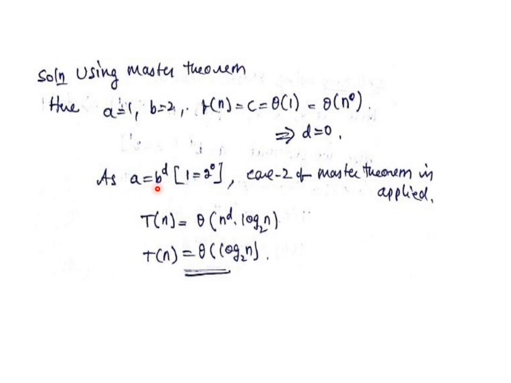Now, is a equal to b to the power d? A is 1, b is 2, 2 to the power 0 is 1. So it is the second case. The second case says that T of n is equal to big theta of n to the power d into log n base 2, according to the master theorem. So replace d with 0. So n to the power 0 is 1, times log n base 2, which is log n base 2. We have the same answer for both the substitution method and the master theorem.